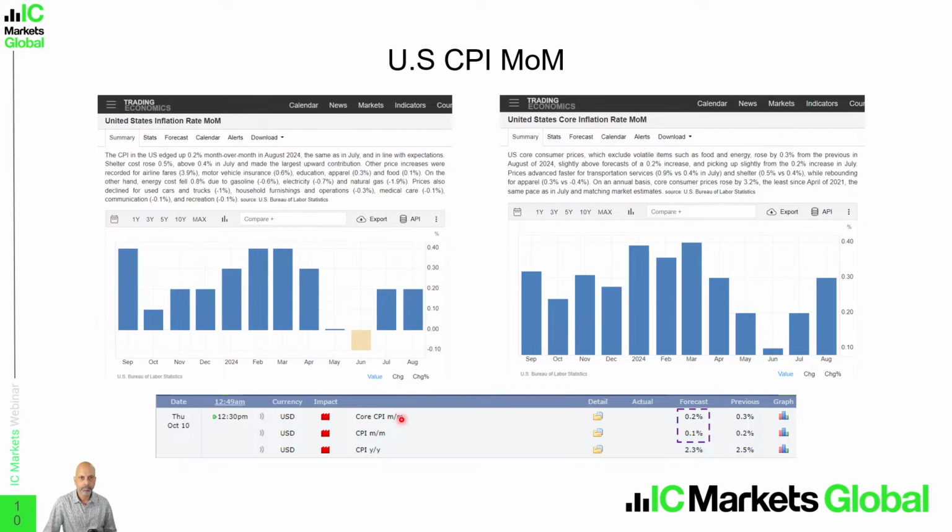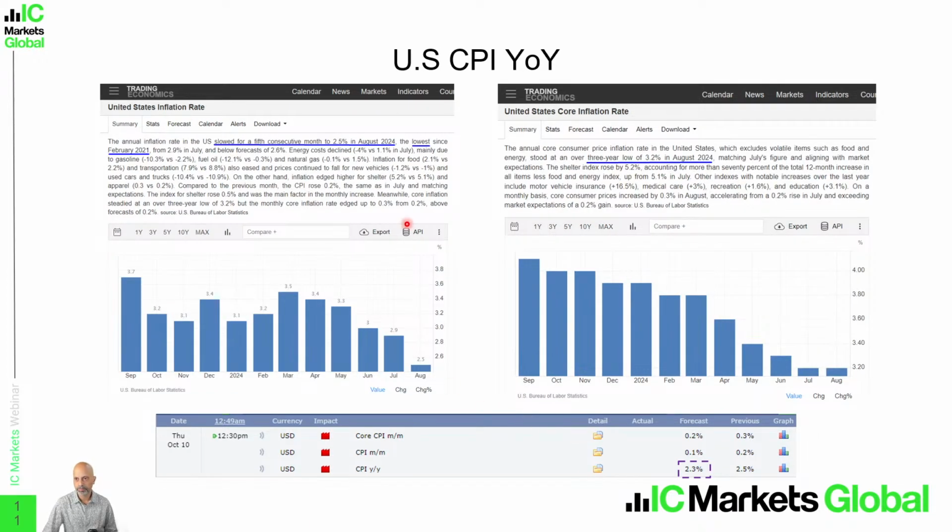So if the monthly growth for headline CPI and core CPI comes in line with the forecast, we can definitely expect the annualized readings to continue to moderate even lower. On the next slide, I have the annualized readings for CPI. On the left, the annualized reading for headline CPI, and on the right, the annualized reading for core CPI, both of which you can see have moderated significantly lower, with headline CPI dropping down to 2.5% in August, while the core dropped down to 3.2%.